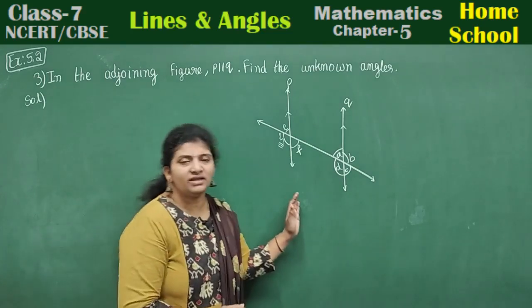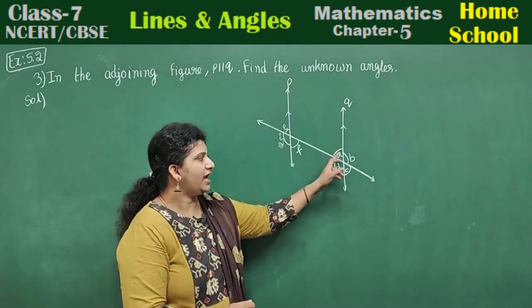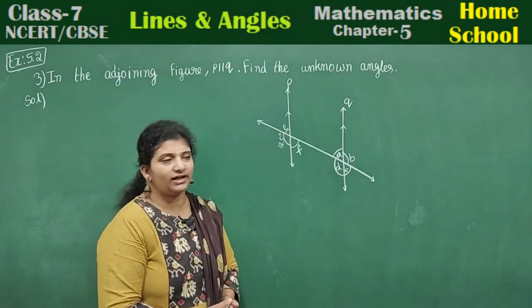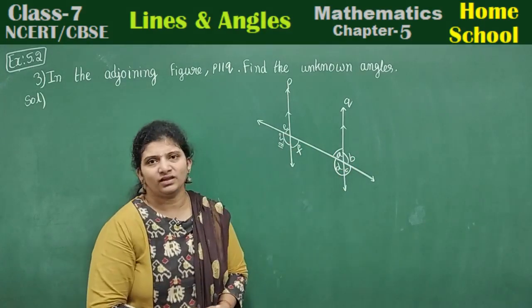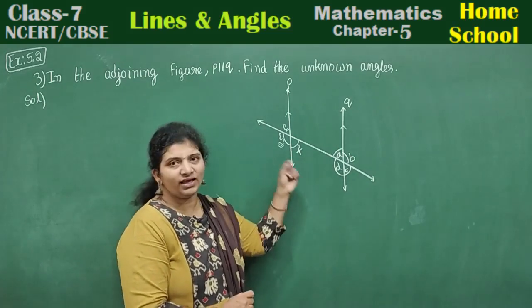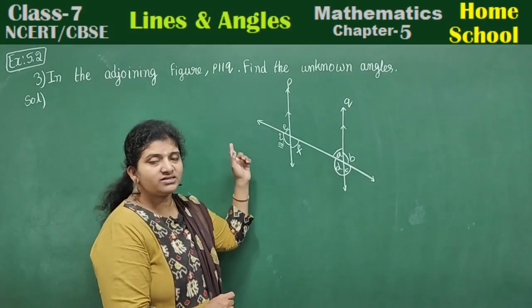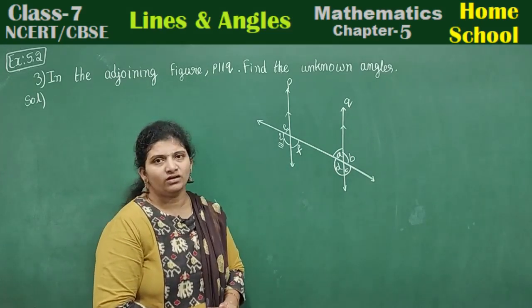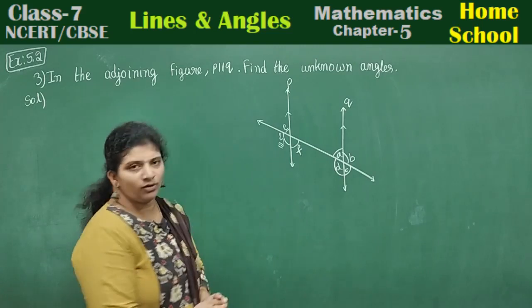We need to find the missing angles. A, B, C, D, E, F I need to calculate. I don't know anything. How can I calculate? You need to calculate each and every angle. Okay, this transversal creates 8 angles, only one angle you know. So how to do this problem?